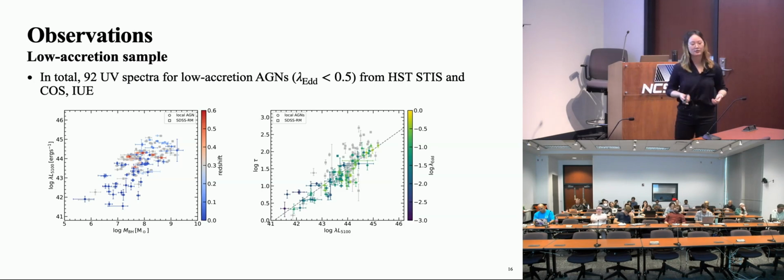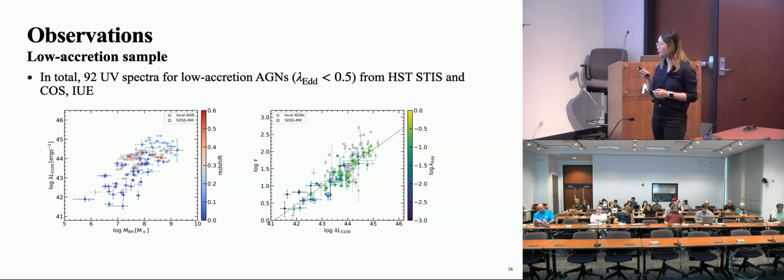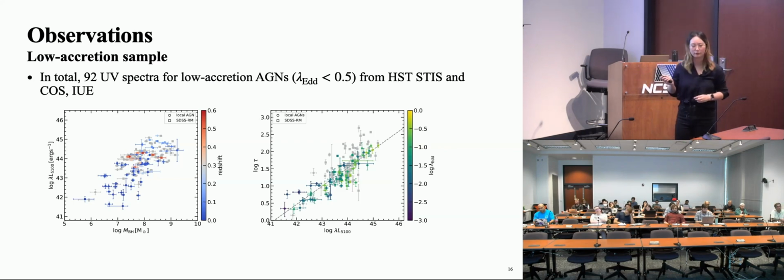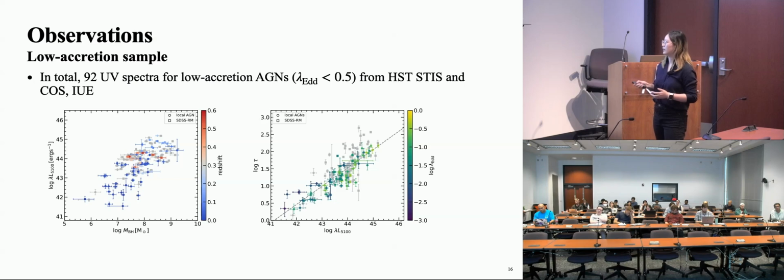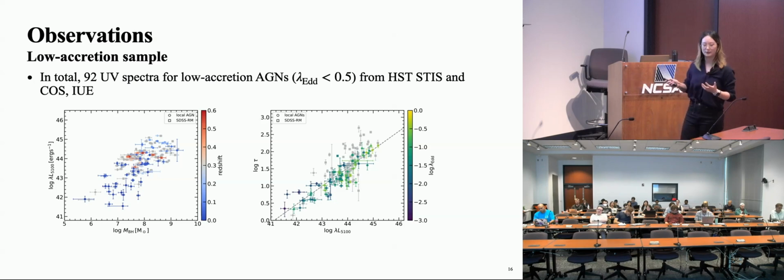So I dug into the HST UV archival data, and we located 92 UV spectra for the low accretion AGNs with reverberation mapping, not all the AGNs. Here are the basic properties of those AGNs. The gray color is those that we don't have their UV spectrum, and the colored ones are those we do have. You can see the distribution of the black hole mass, the luminosity, and the time lapse is located in this way.